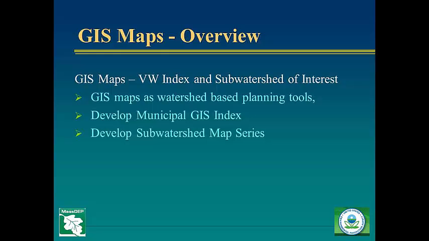We also discuss how to develop a municipal GIS index map as an overview of subwatersheds and impaired waters in the community, and then how to use the index map to create a separate page for each subwatershed that falls within the town boundaries.